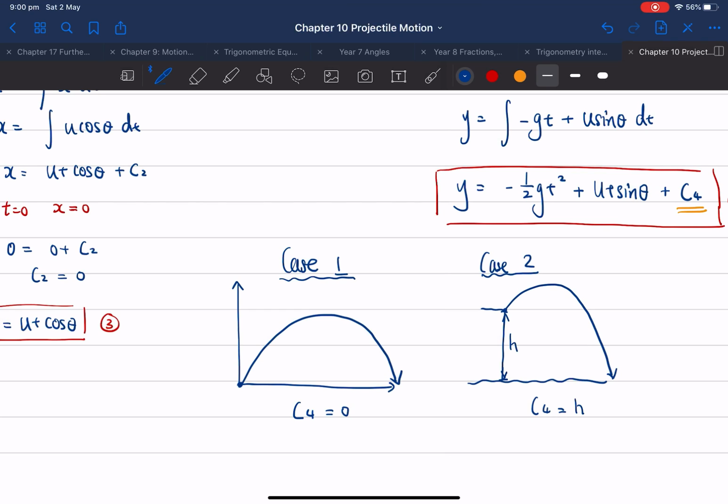Of course, we do have more cases, but c4 is not relevant to other cases. So c4 is equal to 0 if the starting point is on the ground. c4 is equal to h if the starting point is on top of something, on top of a building, on top of a mountain, or whatever.